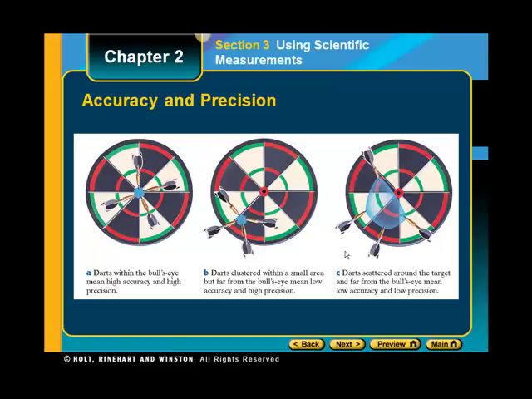But in example B here, you can be precise without being accurate. Notice the grouping of the darts, but not on the bullseye, right? So that would be precise, but not accurate. And then the last example, where the darts are all over the place, that would be no accuracy and no precision.